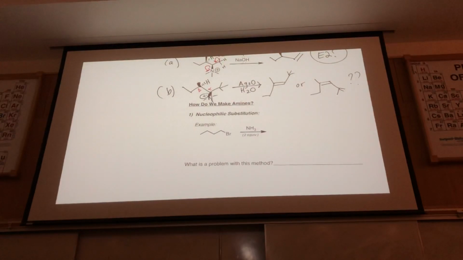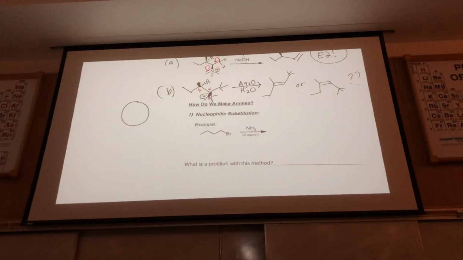Because you don't get to choose E and Z based on what looks more stable. There's only one way it can actually work. So a requirement for E2 is that the leaving group is anti to the beta H, anti-coplanar.